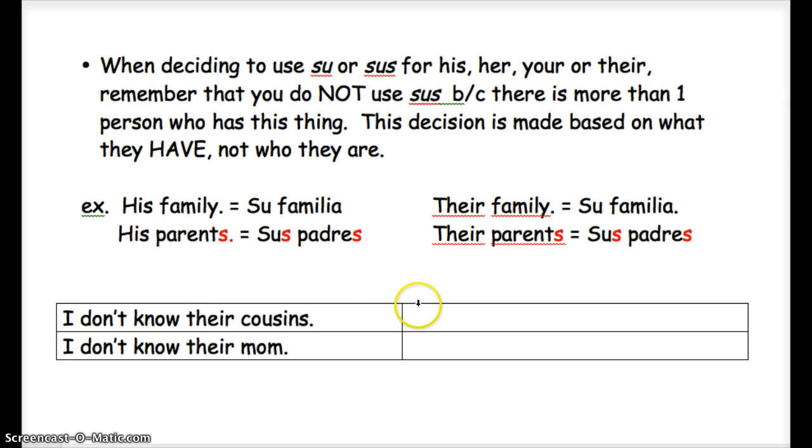So let's try some practice here. I don't know their cousins. I don't know is no conozco. If we don't know who, cousins are people, so you need a personal a. No conozco a. Primos are cousins. So which form of there are you going to choose? Cousins, plural. You're going to choose sus.